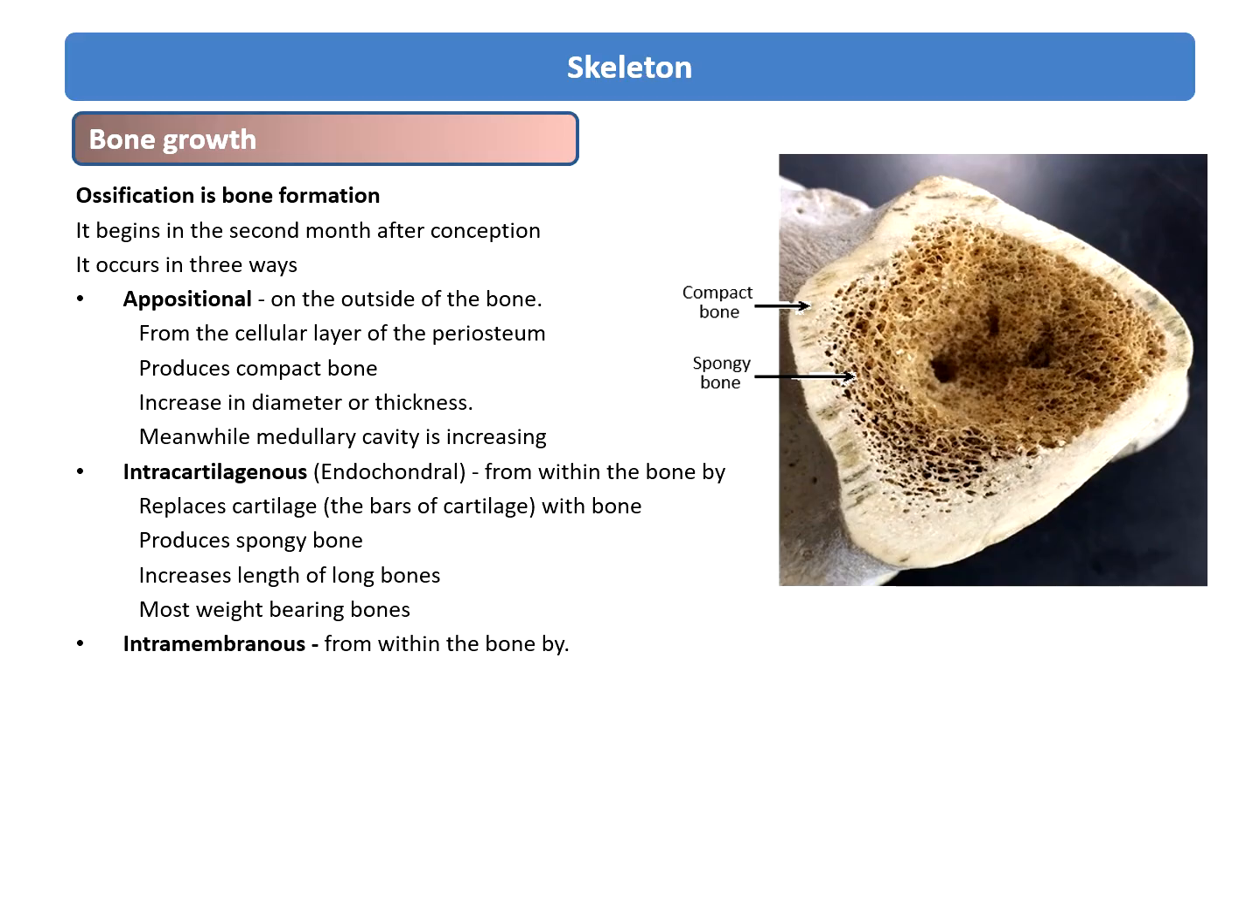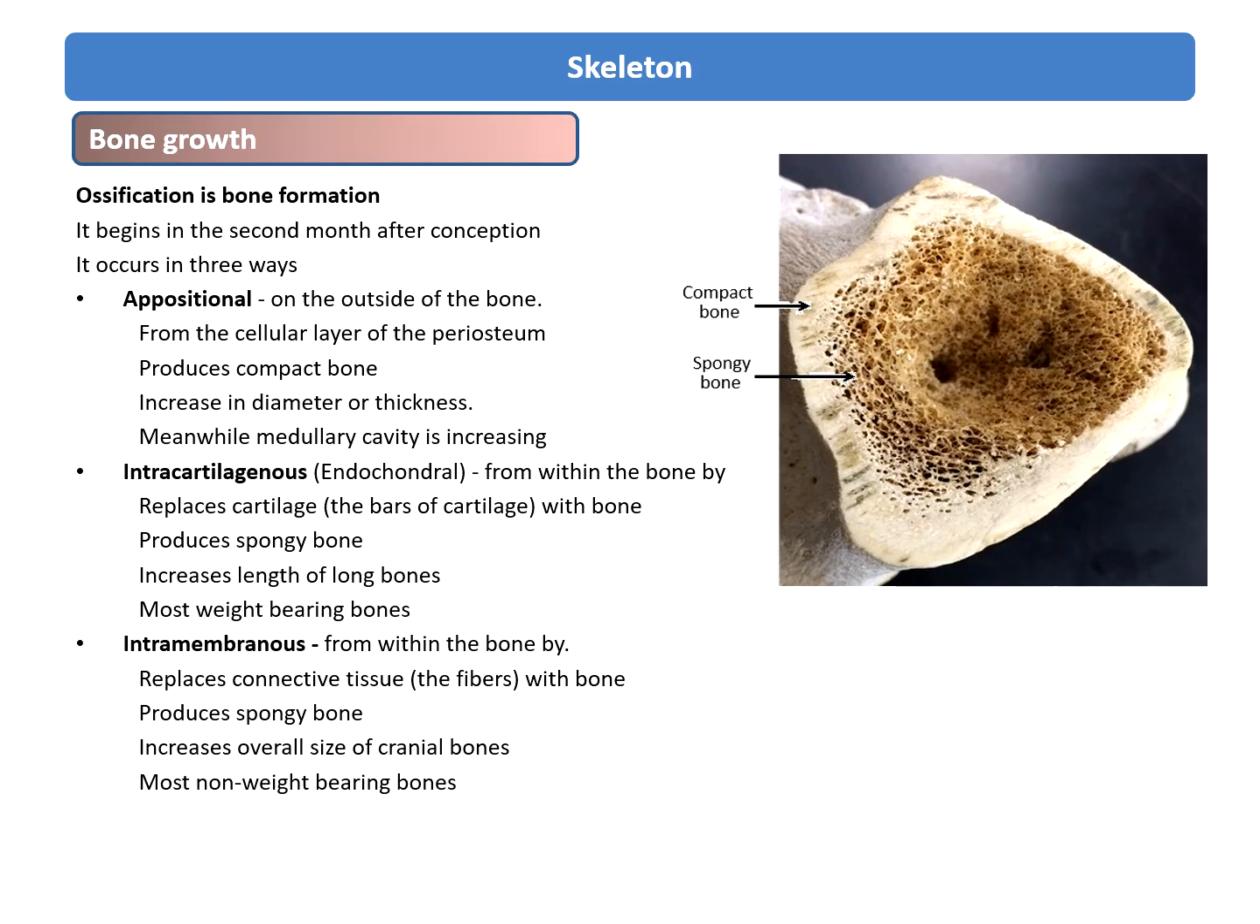And then there's intramembranous ossification. This is very similar to the previous. It forms from within the bone by replacing the connective tissue fibers with bone. It produces spongy bone. It increases the overall size, mainly of the cranial bones. It's found mostly in the non-weight-bearing bones.